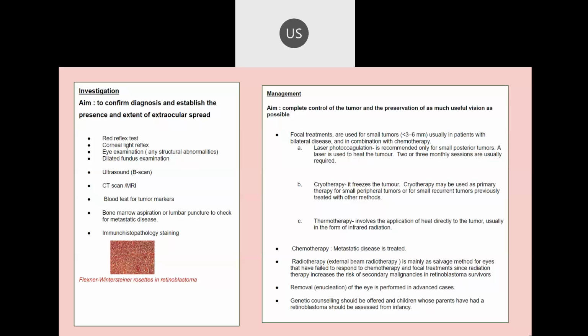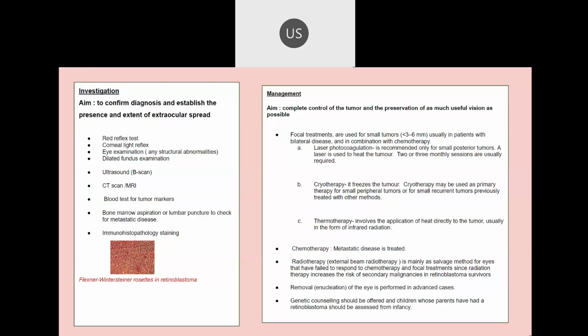And then you can do a blood test to check for tumor markers. Then we can do bone marrow aspiration or lumbar puncture to check for metastatic disease. And lastly, we can do immunohistopathology staining. Specifically for retinoblastoma, there will be Flexner-Wintersteiner rosettes.